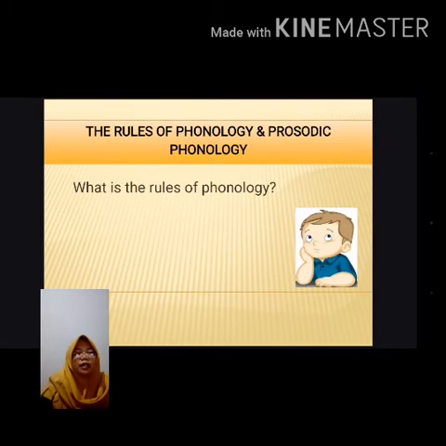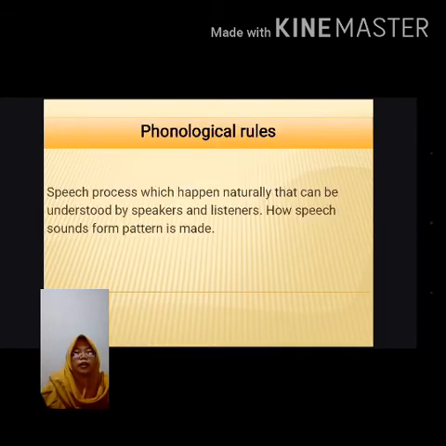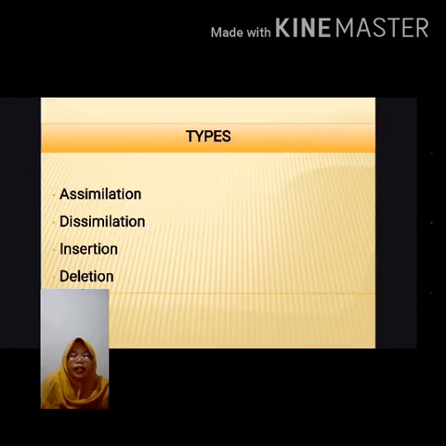Before that, what are the rules of phonology? Phonological rules are speech processes which happen naturally that can be understood by speakers and listeners, and how speech sound patterns are made. There are four types of phonological rules: assimilation, dissimilation, insertion, and deletion.